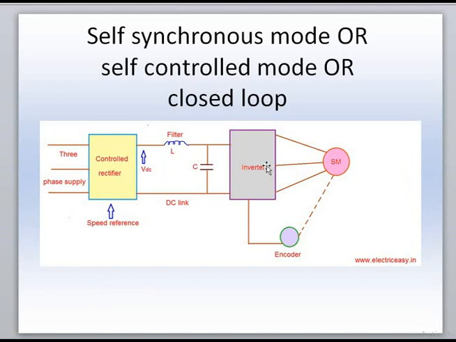Here, if you are using a PWM inverter, that means there is no need of a control rectifier. Just a diode rectifier is enough, which converts three-phase AC to DC, and the DC is given to the inverter.